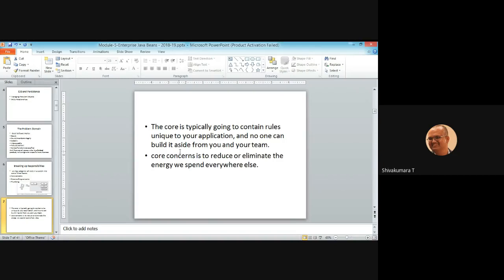The core is typically going to contain rules unique to your application, and no one can build it aside from you and your team. That is the core. If an SBI bank team is working, they work on SBI-specific core functionality, and your team has to provide the solution for the core rules. Core concerns exist to reduce or eliminate the energy we spend everywhere else. Instead, if I ask you to build an SBI bank application, if I give it as an assignment to you, what are you going to do?